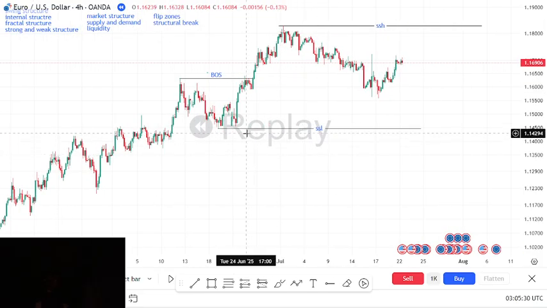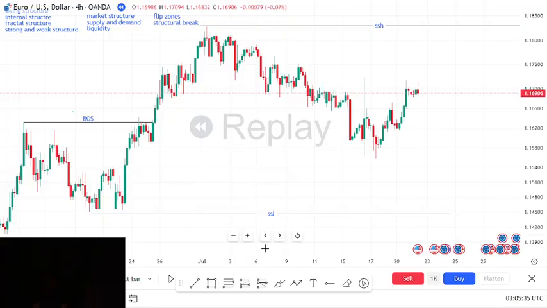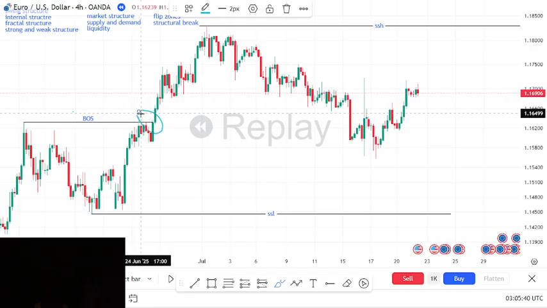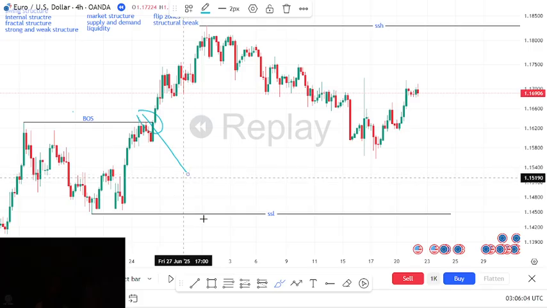Okay, nice. So looking at the structure, after a break of structure, we expect a pullback. I've been seeing it after a break of structure. We expect a pullback on that same time frame. No matter the structure, no matter the time frame, after a break of any structure, we expect a pullback on any time frame.